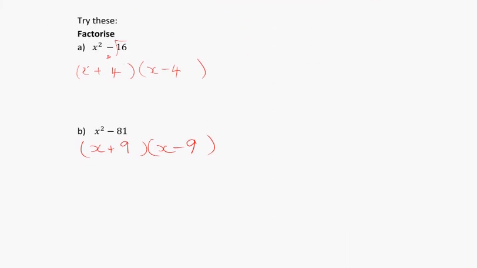Now there could be a number in front of the x squared. If I had 4x squared minus 81, take the square root of that number as well, and so you would have 2x plus 9, 2x minus 9, and that's just one step harder if there's a number in front of the x squared.